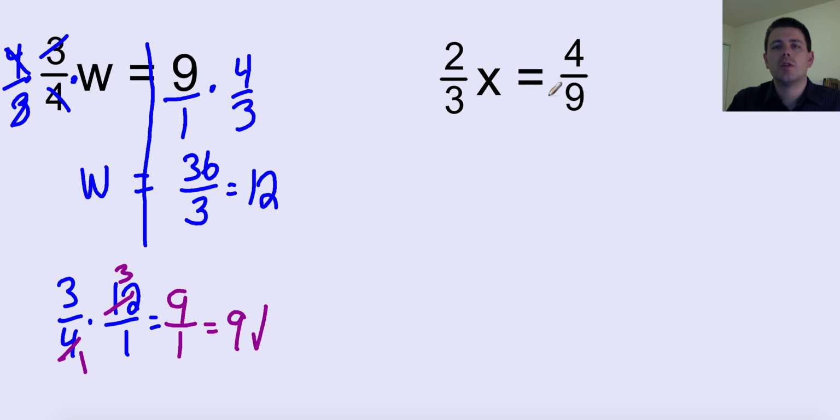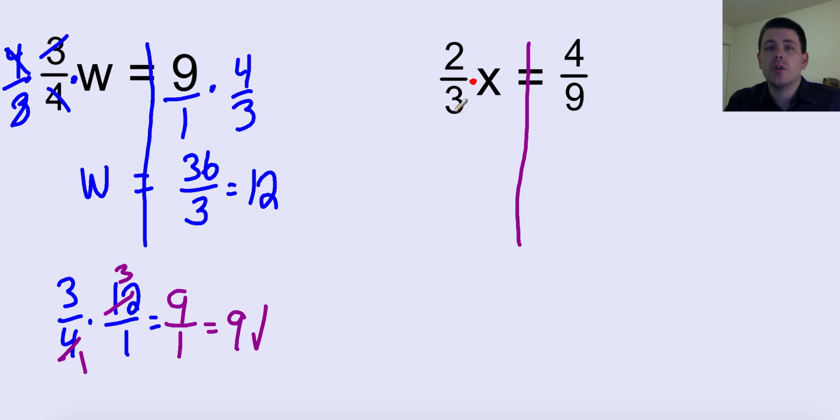So let's take a look at the next one. 2/3 x is equal to 4/9. So in this case, we have two fractions in here. But the one we want to look at is the one that's being multiplied times x. Our goal is to get x all by itself. We want to get rid of that 2/3. So our first instinct is to divide by 2/3.